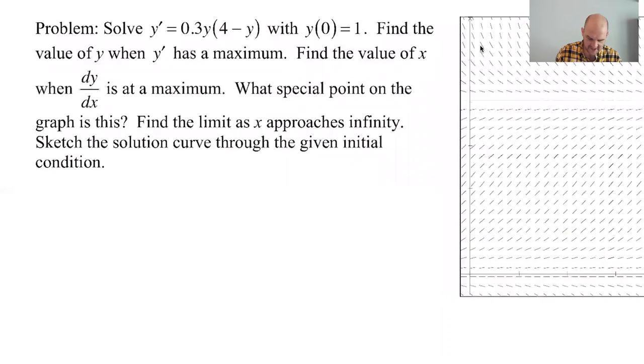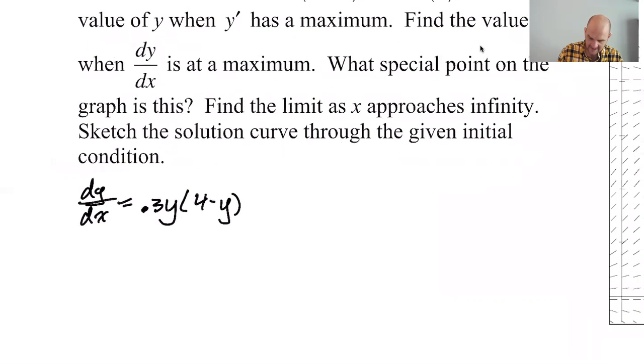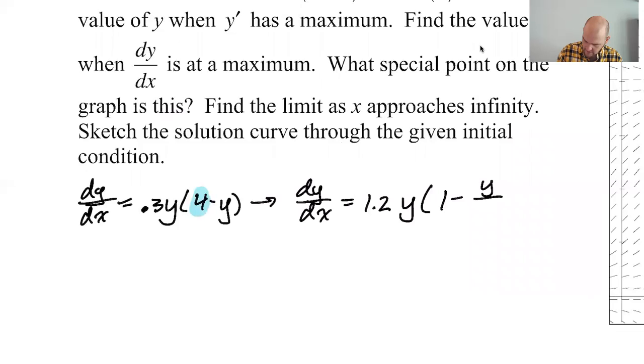So first, let's solve this thing. So we solve by memorization, basically. We're given dy/dx is 0.3y times (4 minus y). What I'm going to do, I need this to be a 1. If it's not a 1, then the way I have it memorized is not applicable. So I'm going to factor a 4 out and get 1.2y times (1 minus y over 4). When you factor out, it's like dividing. That's why it became y over 4.